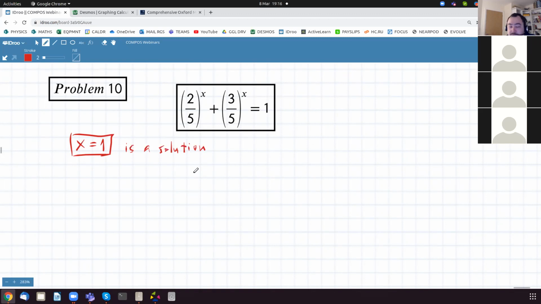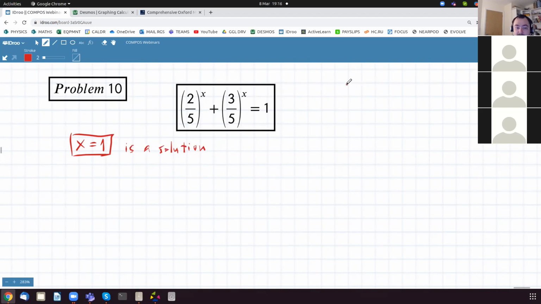How can we know that there are no more solutions? Well, this is very much related to the previous assignment, the one that was due on Sunday. We need to know the properties. What do you know about these two functions?